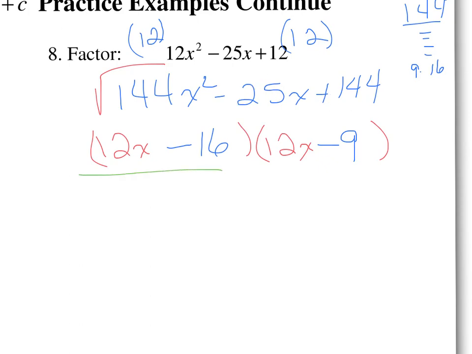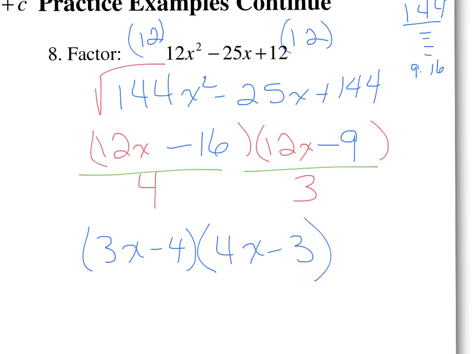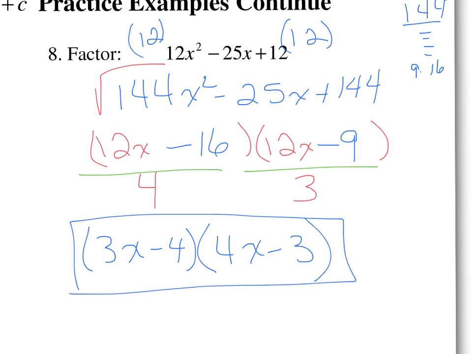And now we're going to divide. What's the GCF of 12x and 16? That would be 4. And the GCF of 12x and 9 would be 3. And they multiply to make the 12 we started with up here. So divide these both by 4. You get 3x minus 4. Divide these both by 3. You get 4x minus 3. And you check them by multiplying.